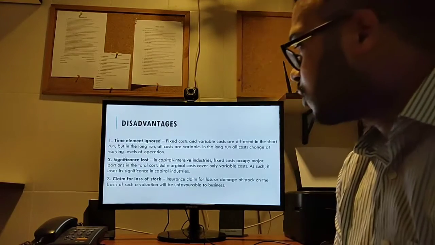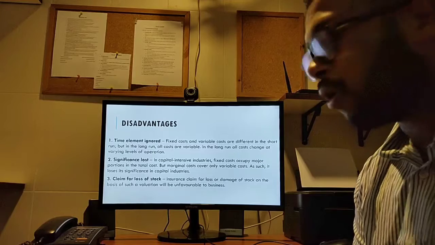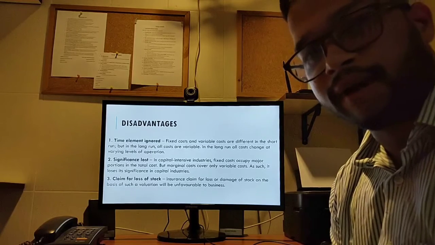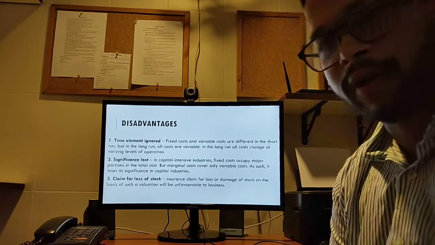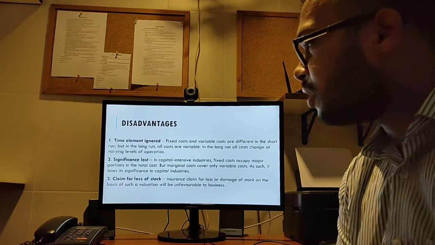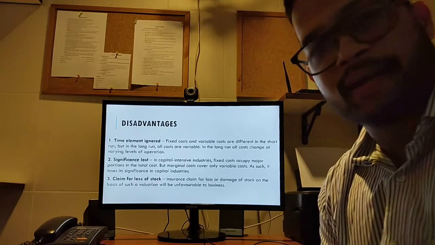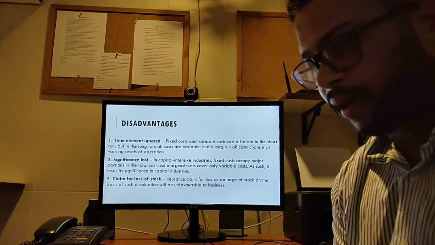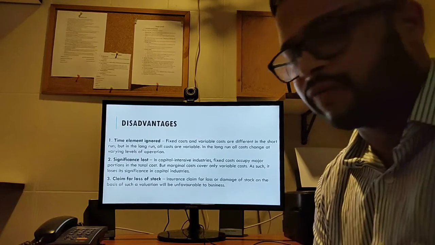Now, disadvantages. The time element is ignored. Fixed costs and variable costs are different in the short run, but in the long run, all costs are variable. As I mentioned earlier, in the long run, all costs change at varying levels of operation. So your machinery will be replaced, or some other asset, maybe a car or something, will be replaced. All of these things become variables at the end of the day.